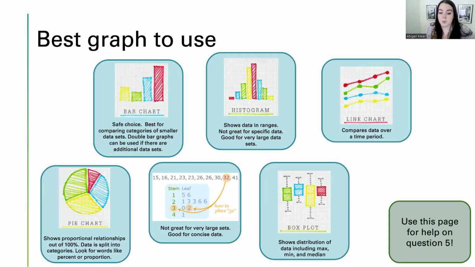We also have stem and leaf plots, which break up your number by the tens and the ones place. This is not good for very large sets of data just because it is a lot of work breaking up every single number within a data set. And then we have a box plot. A box plot is that visual representation that shows your minimum, your maximum, your median, and it also is great for showing skew and outlier. So these are some graphs and the best time to use them. You can use the information on this page to help you with question number 5.